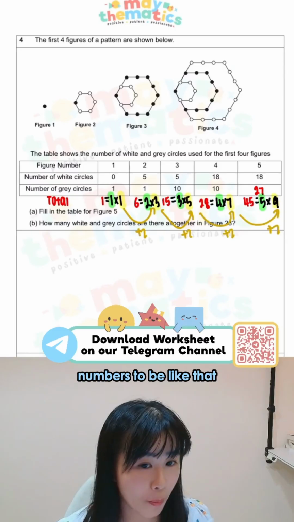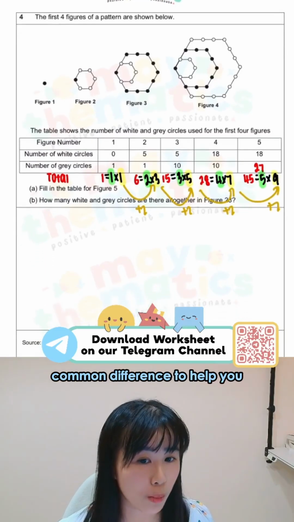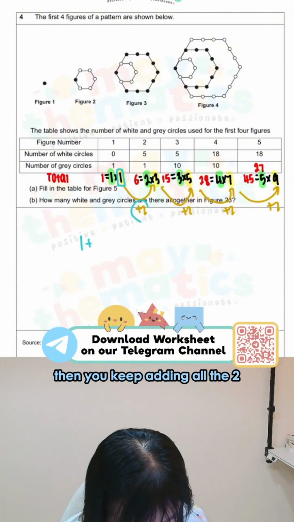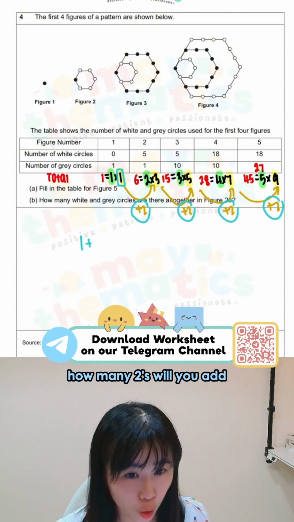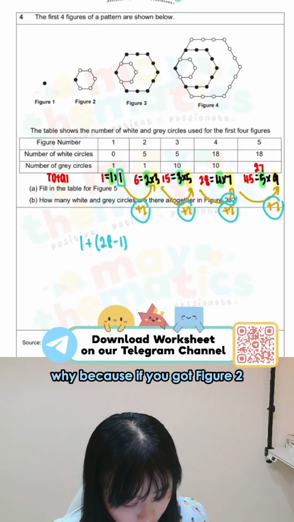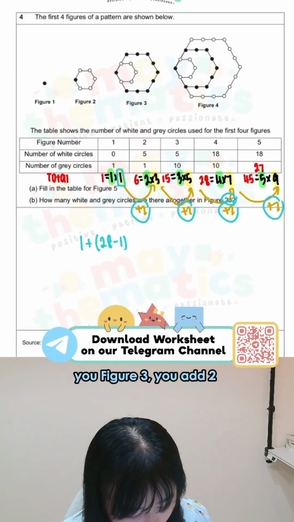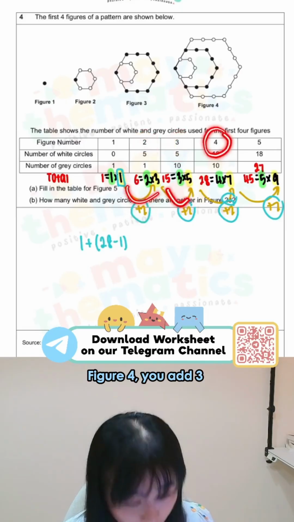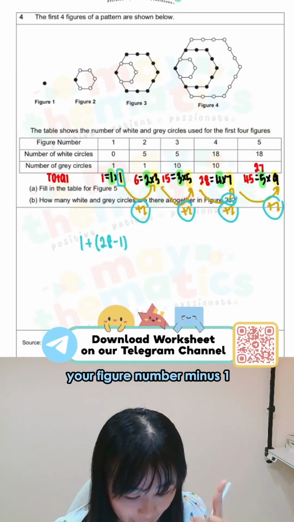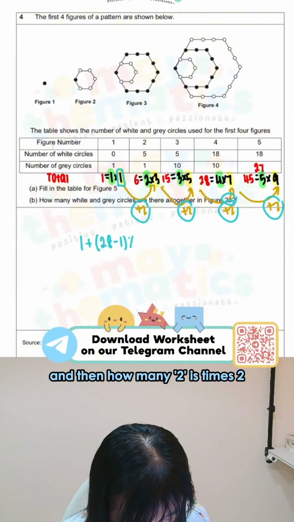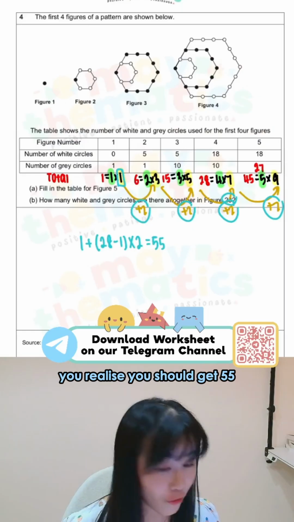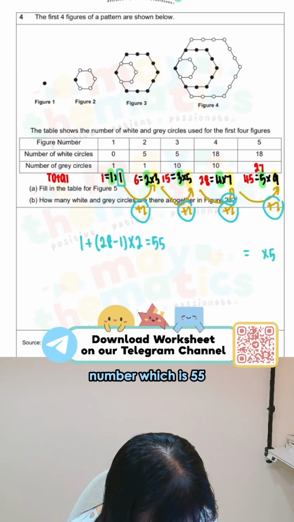If you derive the numbers to be like that, you can make use of the common difference to help you get the answer. You start with 1 first, then you keep adding 2, 2, 2, 2. How many 2s will you add if it's figure 28? 28 minus 1. Why? Because if you got figure 2, you add 1; figure 3, you add 2; figure 4, you add 3; figure 5, you add 4. How many you add is always your figure number minus 1. And then how many 2s is times 2. So at this point, you realize you should get 55. I will have derived the yellow color number, which is 55.